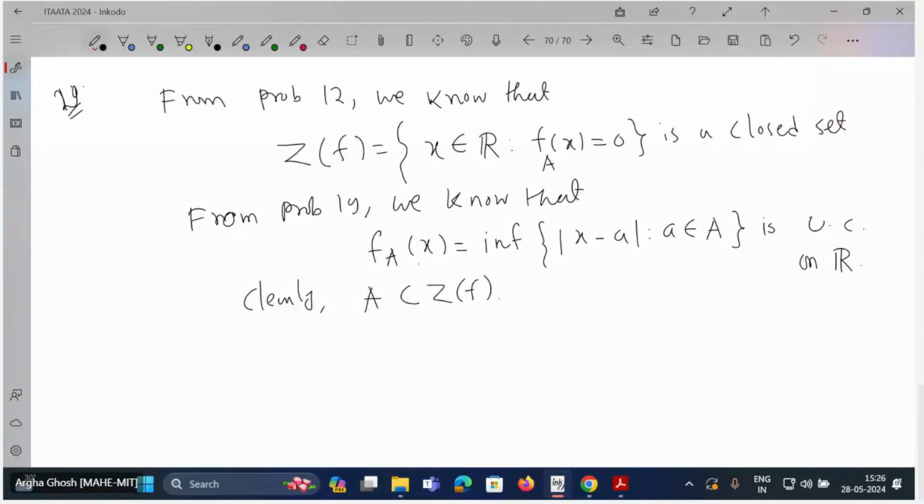That part is okay. Now we have to prove that Z of f equals A. So whatever point you choose from there, that will be inside the set A. So we have to show that Z of f is a subset of A. Okay, then we are done basically. How to show that Z of f is a subset of A?